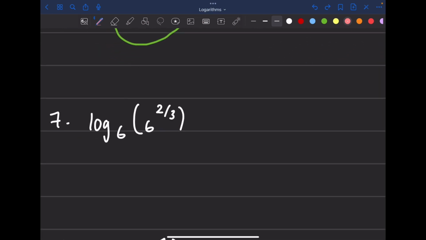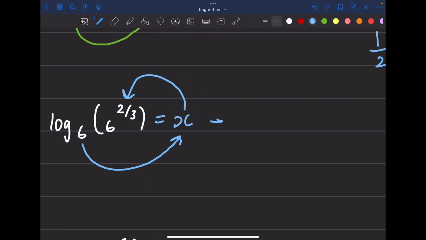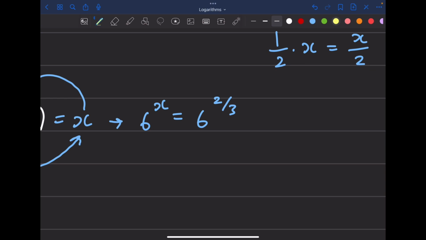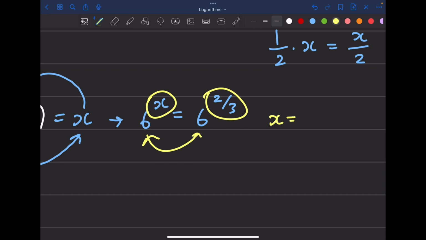Question number 7. Here we have an easier one again. So first make it equal to x. That's always your first step. After that, you do the loop. So 6 to the power of x is equal to 6 to the power of 2 over 3. So I'm going to write this as 6 to the power of x is equal to 6 to the power of 2 over 3. And obviously, once again, by looking at this, you can tell that the exponents have to be the same because the bases are the same. So x is equal to 2 over 3.